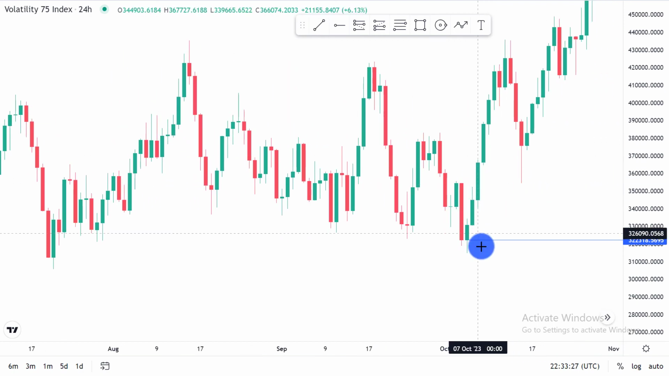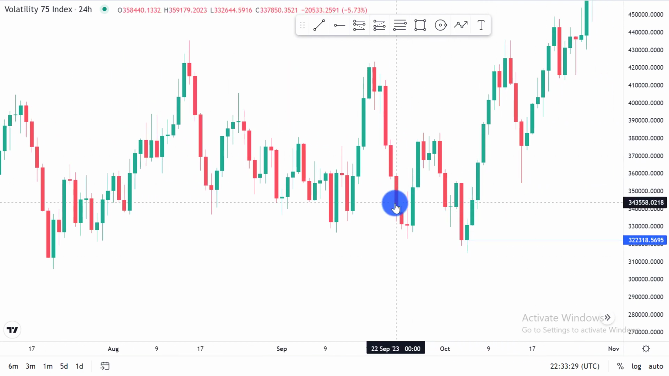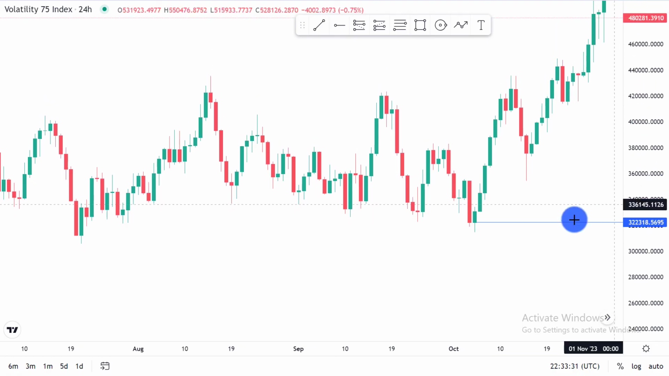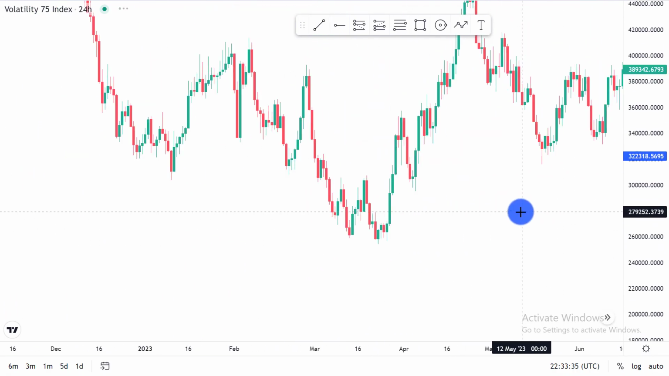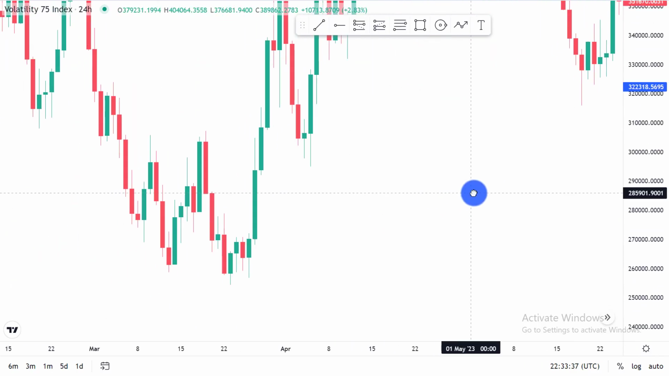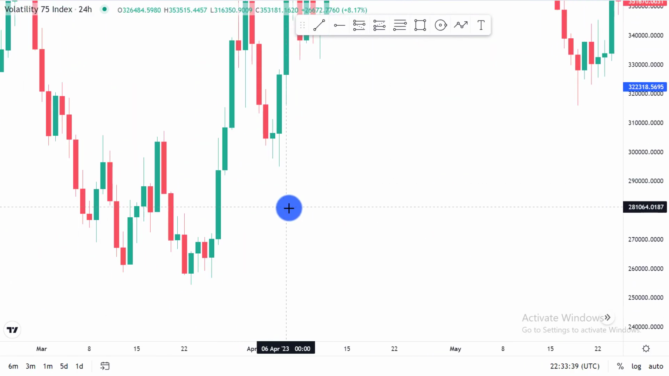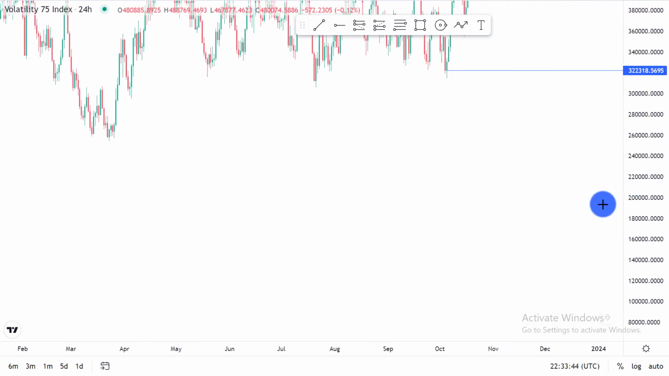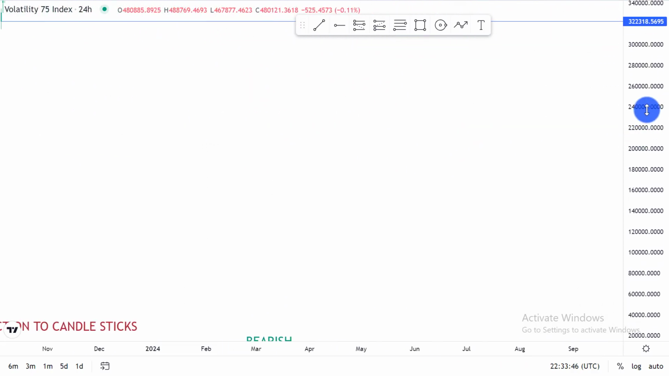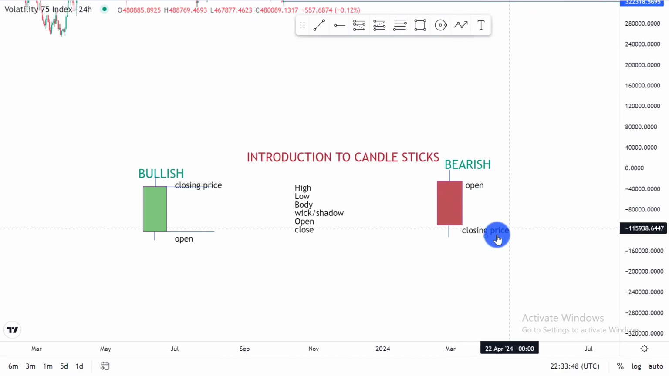So simply, I just want you to know that when you see candles like that, a candle has a high, it has a low, it has a body, it has a wick, and the difference between a bullish candle and a bearish candle is that the opening price of a bullish candle is always lower than the closing price, while the closing price of a bearish candle is always lower than its opening price. Like we see here, the closing price is lower than the opening price.